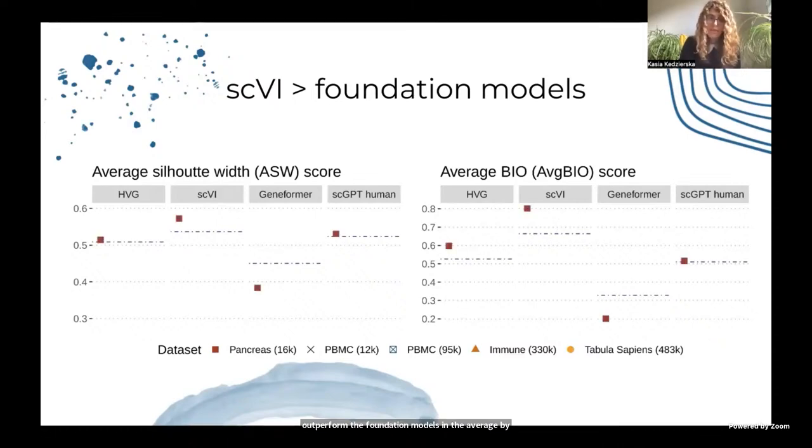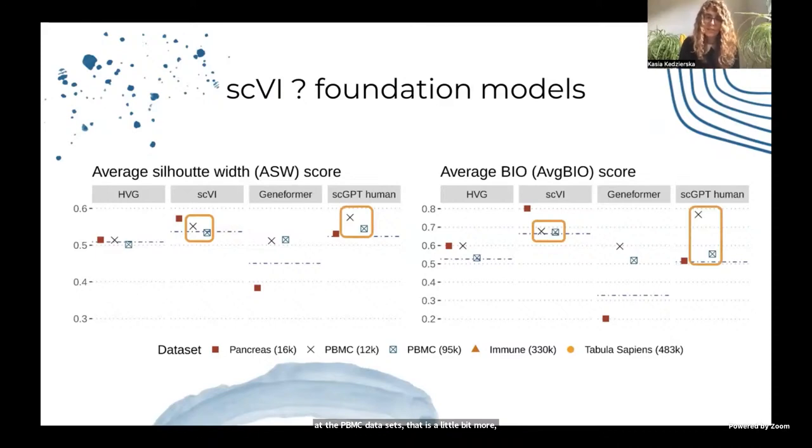That is the same for the pancreas, which largely follows the median. However, when we look at the PBMC datasets, that is a little bit more complicated. Let's focus on the PBMC scores for scVI and scGPT human. What we see is that when it comes to the silhouette score, in both datasets, scGPT outperforms scVI. However, when we look at the average bio score, we see that scGPT human outperforms scVI in one of the datasets, but underperforms scVI in the other dataset.